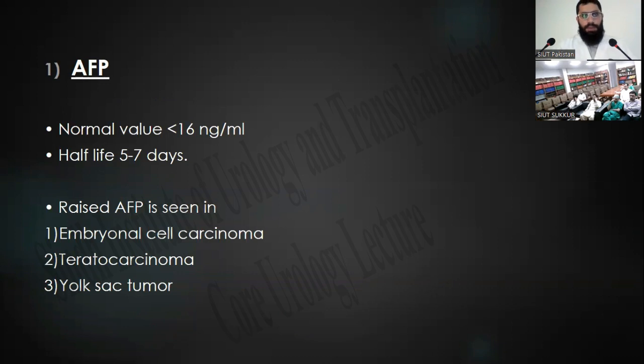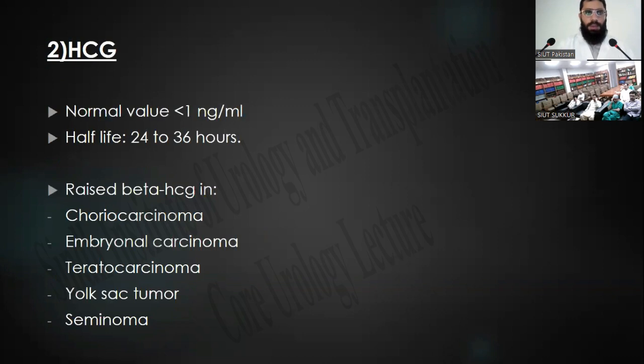Alpha fetoprotein has a normal value of less than 16 nanogram per ml. Its half-life is 5 to 7 days, and raised AFP is seen in embryonal cell carcinomas, yolk sac tumors, and teratocarcinomas. Beta HCG has a normal value of less than 1 nanogram per ml. Its half-life is 24 to 36 hours. Raised beta HCG is seen in choriocarcinoma, embryonal cell carcinomas, teratocarcinoma, yolk sac tumor, and seminomas.